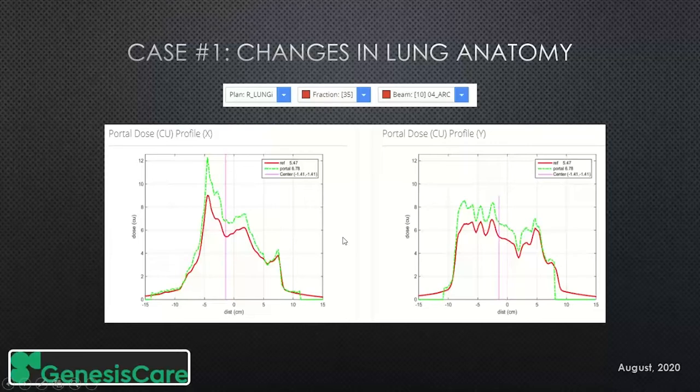It also shows very nice profiles. The one on the left is in the x-axis, the one on the right is in the y-axis. For this particular beam, the red line is showing the predicted dose, and the green dashed line is showing the portal dose. And you can clearly see that the entire field is receiving more dose for that daily fractional treatment than you did in the predicted.